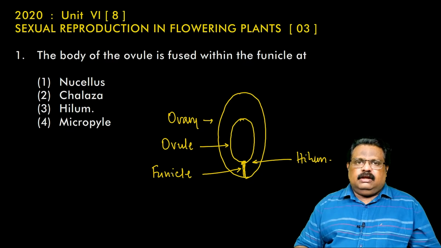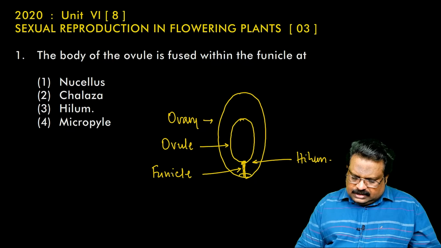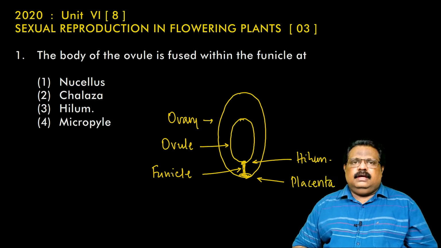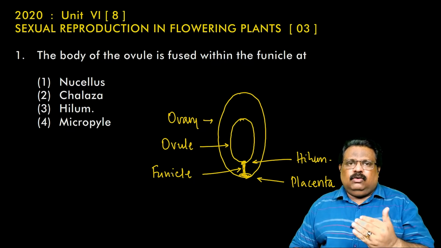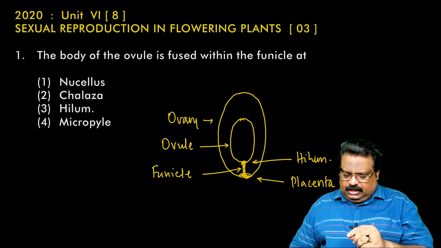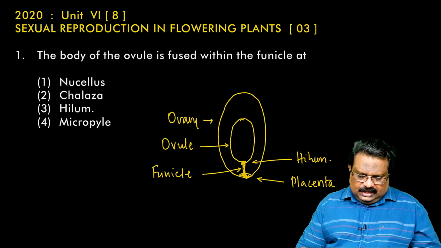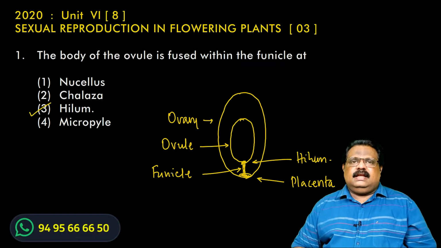At the other end of the funicle, you can see the placenta. Placenta is present in between the funicle and the ovary wall. Hilum is seen in between the funicle and the ovule. So the answer is hilum. Hilum is the right answer.